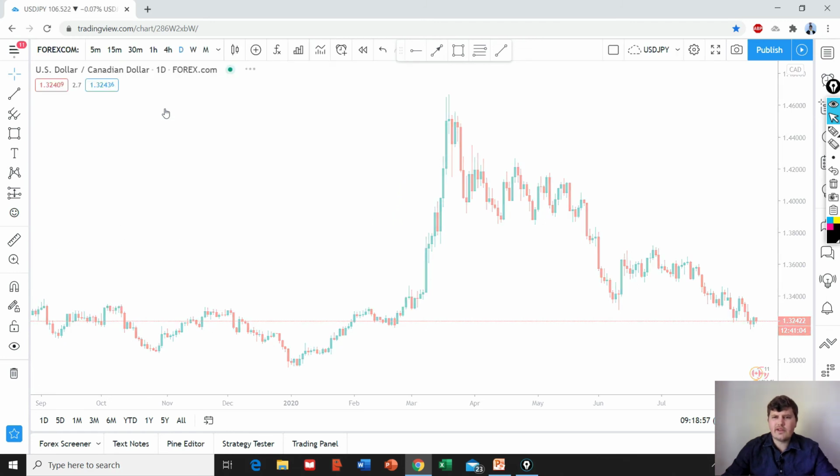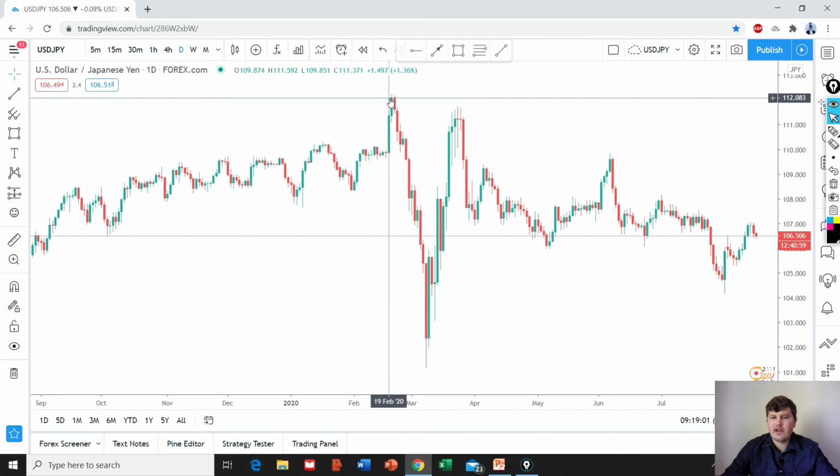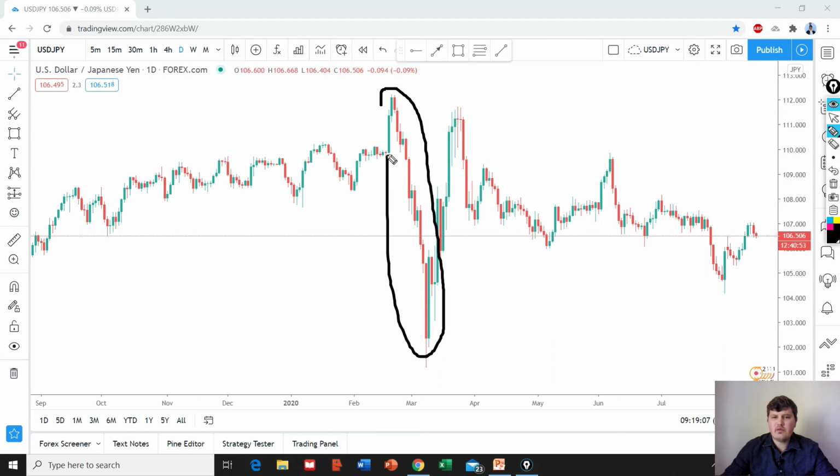It's also a well-known safe haven currency, and similarly over here at 19-20 February, where the stock market decreased, the Japanese yen pairs increased. So remember, when the Japanese yen increases, this price action will decrease because it is the quote currency, and so that is what took place over here.